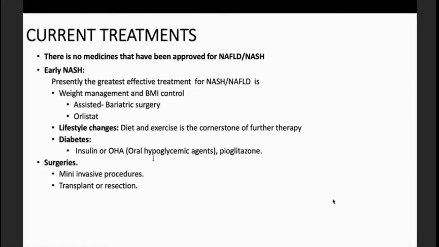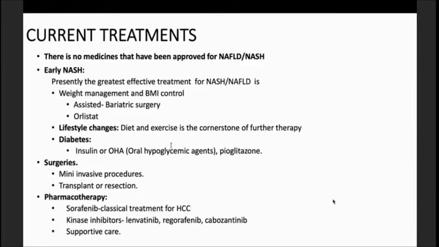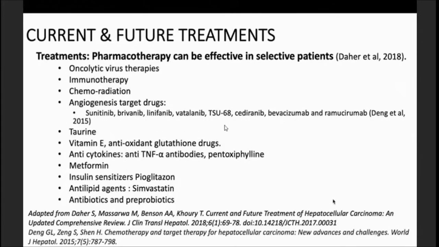Surgeries, multiple mini-invasive procedures, transplant or resection. Pharmacotherapy, in the case of advanced cancer, a classical drug for the treatment of HCC: kinase inhibitors, including lenvatinib, regorafenib, cabozantinib, assisted with supportive care. The current and future treatments, there is much more research being involved in developing and launching new techniques and new kinds of medication to treat NASH and NASH driven HCC though.